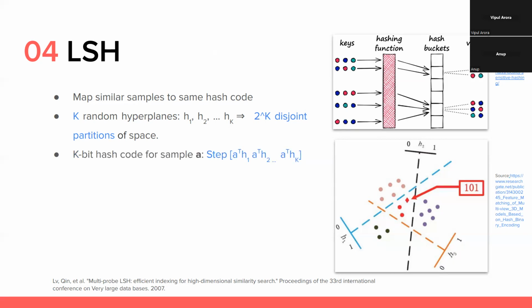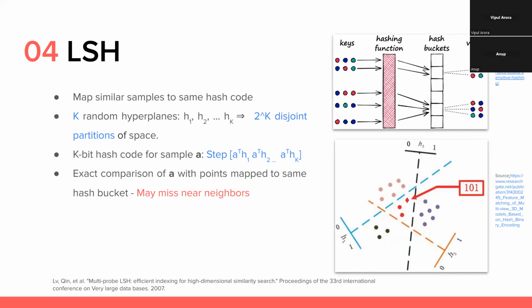So in our context, what are these points? These points are just the vectors or fingerprints that we have, right? So we have fingerprints, and we assign some hash code to each fingerprint. Okay, this was what I was discussing before.